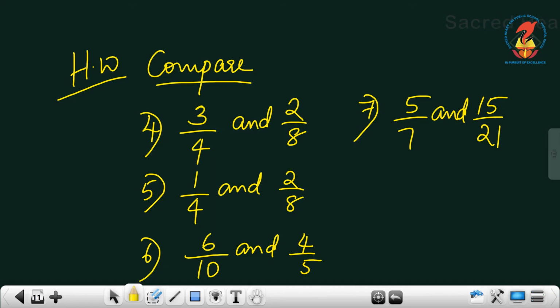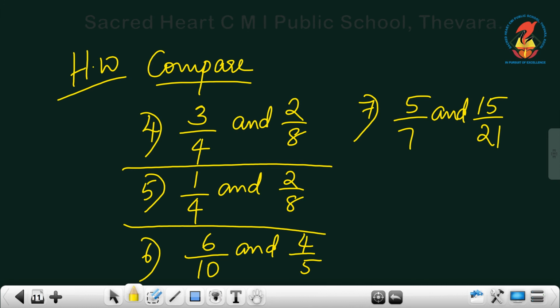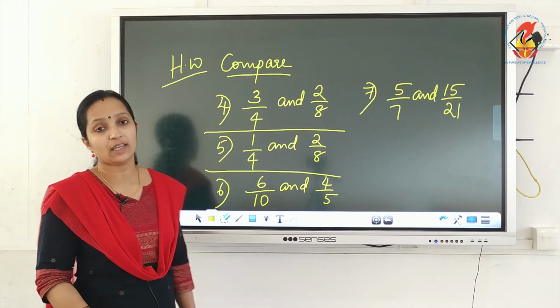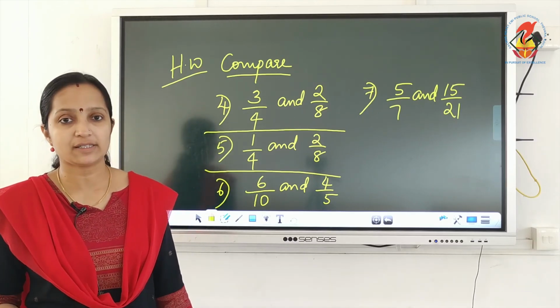Do the remaining questions as homework. Find the LCM, get the equivalent fractions and compare them. Okay children, write down the homework questions: 1 by 4 and 2 by 8, 6 by 10 and 4 by 5, 5 by 7 and 15 by 21. Find the LCM correctly, then only you will get the correct answer.